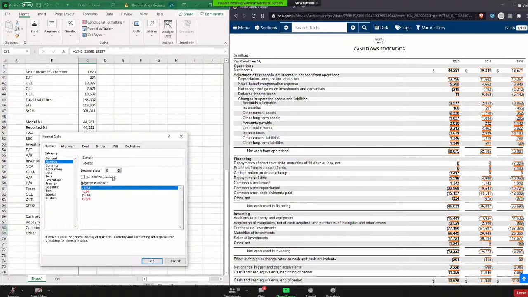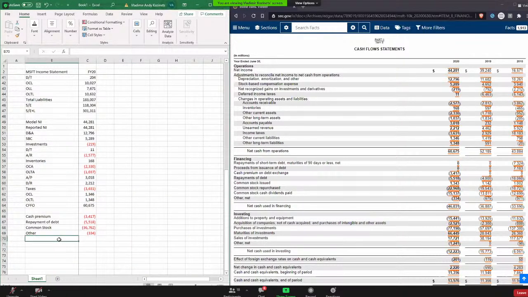Let's see. Okay. And net cash from financing, cash flow from financing, is the net income. Let's just do plus this plus this.